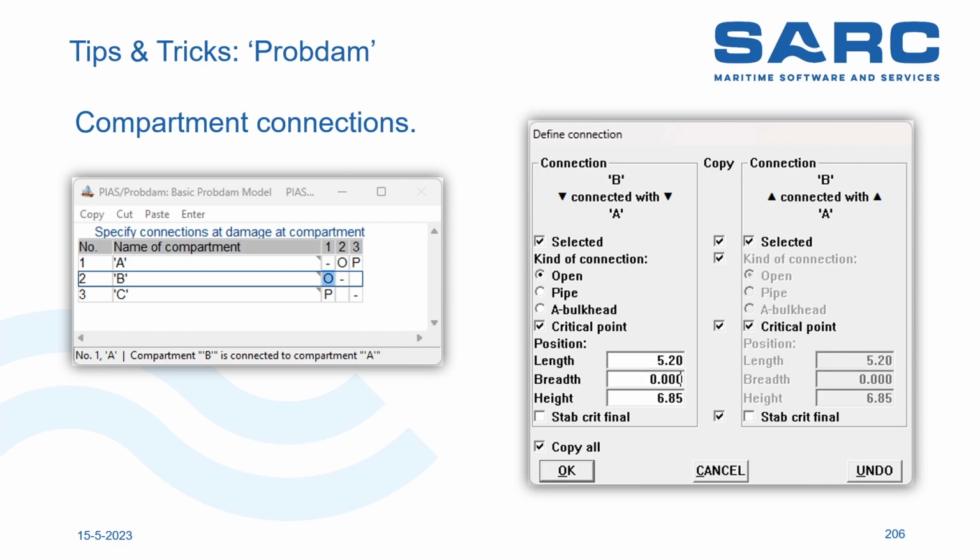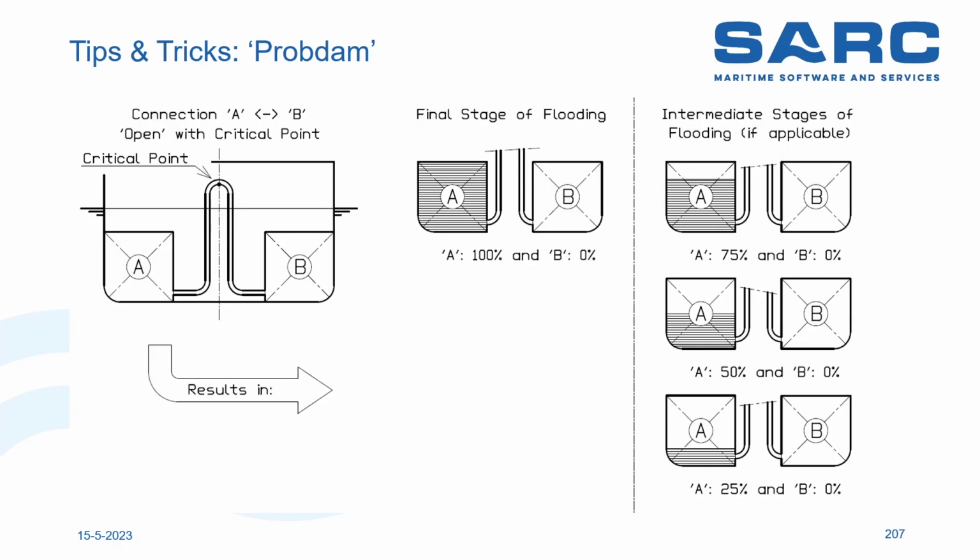Then we can select the kind of opening, open pipe or a bulkhead, and a critical point if desired. And we can enter the length, breadth, and height of that critical point. And finally, we can let the program know if the intermediate stages of flooding, which are generated, need to be checked against the final stability criteria or standard intermediate criteria.